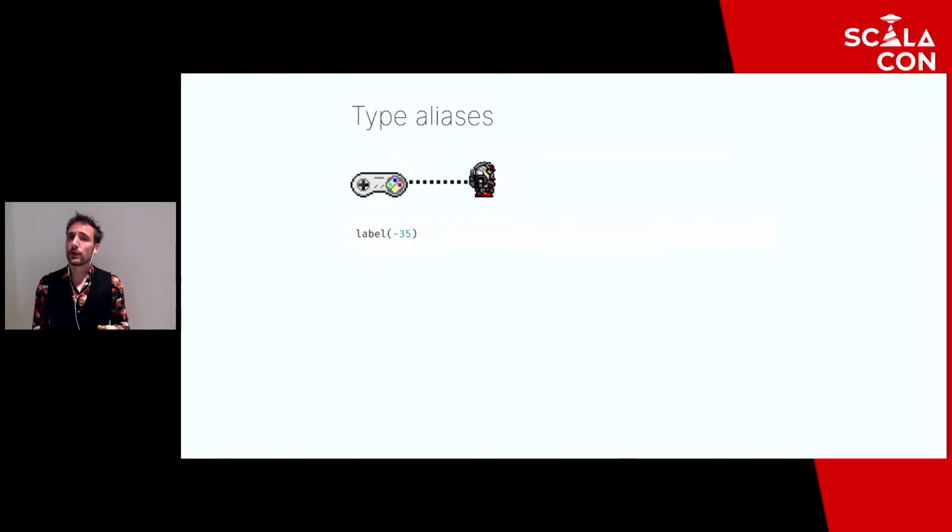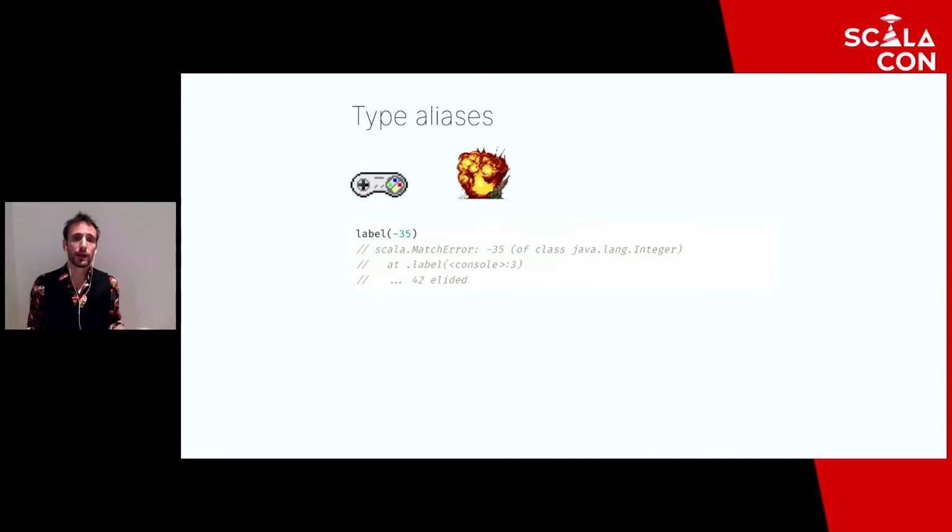As far as the compiler is concerned, though, -35 is a valid Int. An Int is equivalent to a Direction, so this type checks. There is no problem here, except when you try to run it, and we get the same explosion as before. So none of this worked, but we have other tools at our disposal.